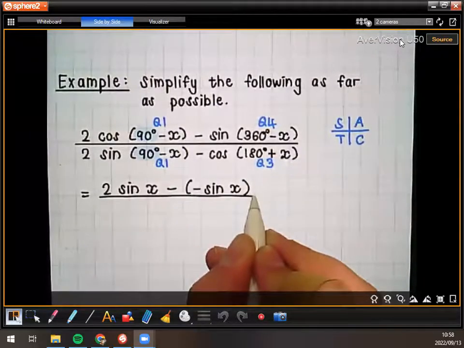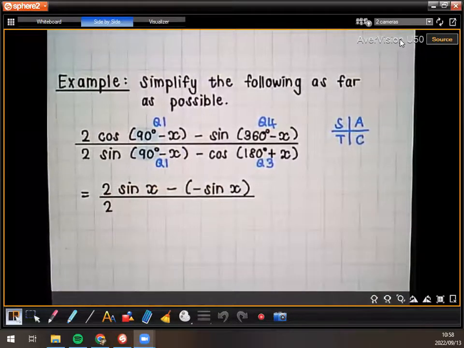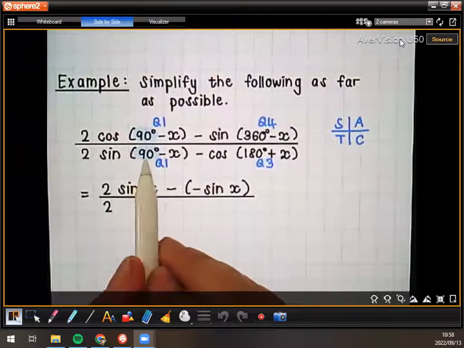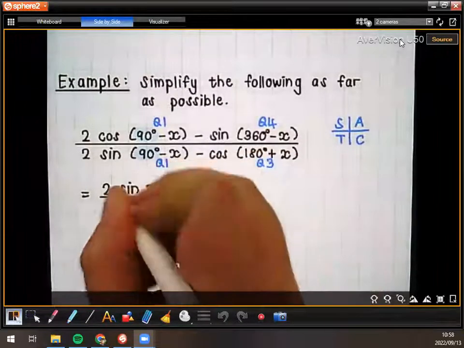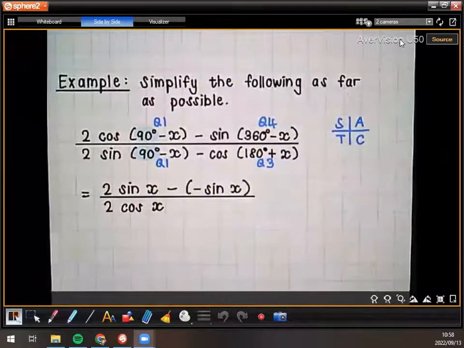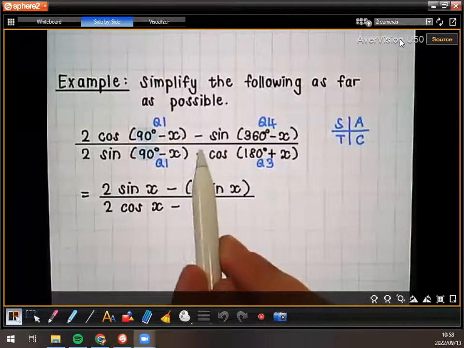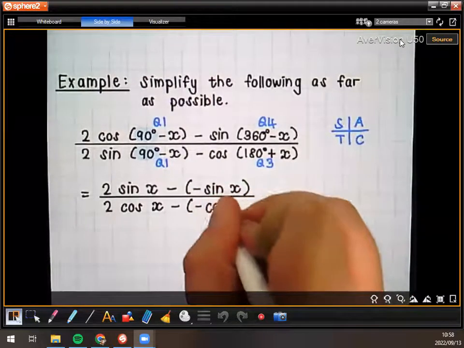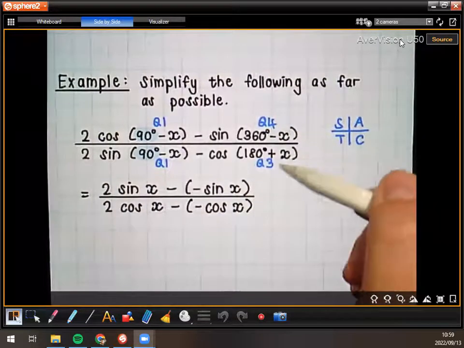At the bottom, again, we have a 2 in front. Now, what is sine in the first quadrant? Positive. But because it's a 90, the sine has to change to cos. All right, that's what we just looked at with the CAST diagram. So this is positive cos x. So basically 2 cos x at the bottom there. Minus. Now for the last one, what is cos in the third quadrant? It is negative. So again, I'm going to have a negative cos x in that last bracket.